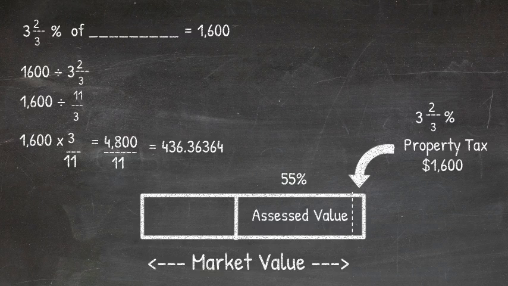Now, what you'll notice is different in solving a problem like this is we have not actually yet dealt with the fact that 3 2/3 is a percentage. So 3 2/3 per 100. So we'll actually account for that per 100 now and multiply this quotient by 100. So that will give us 43,636.364. This is the assessed value of the house.